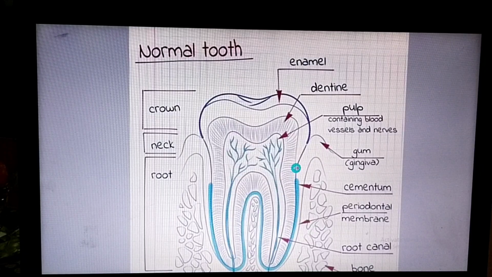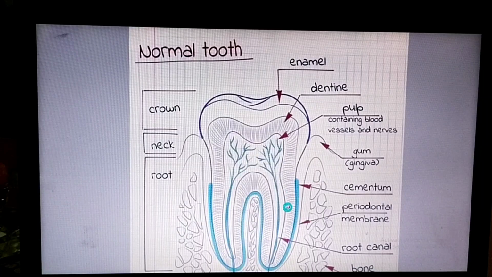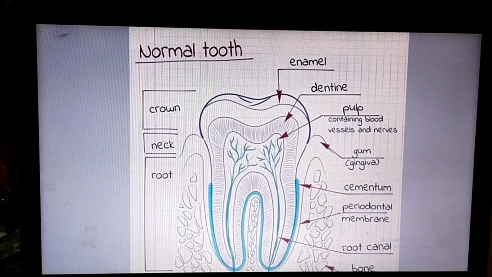Cemento-enamel junction. This is the enamel and it is joining the cementum. So the junction between both of them is known as the cemento-enamel junction. Now, when dens invaginatus is extending beyond this junction, it is known as type 2 dens invaginatus.